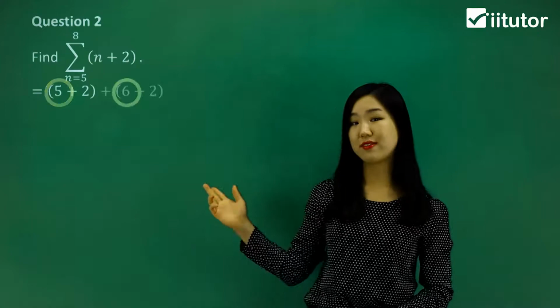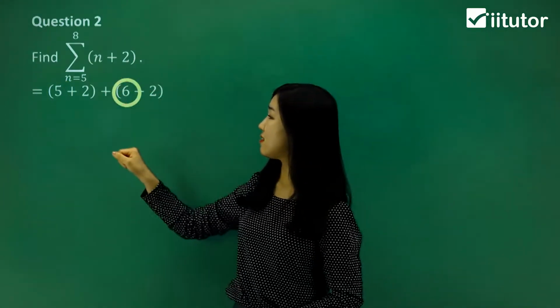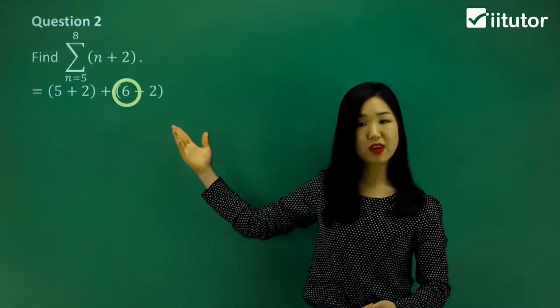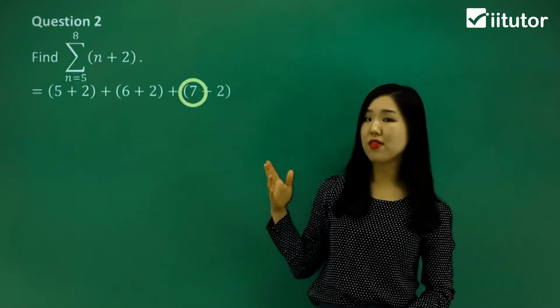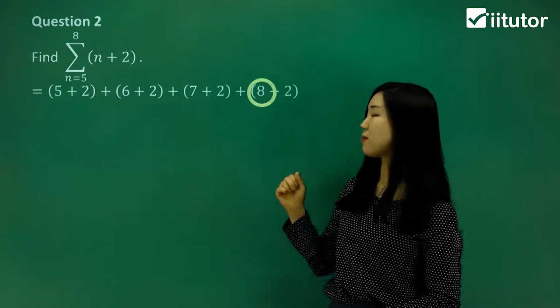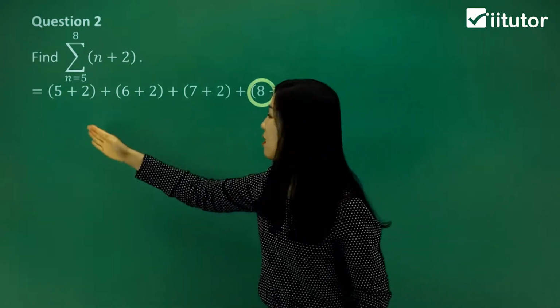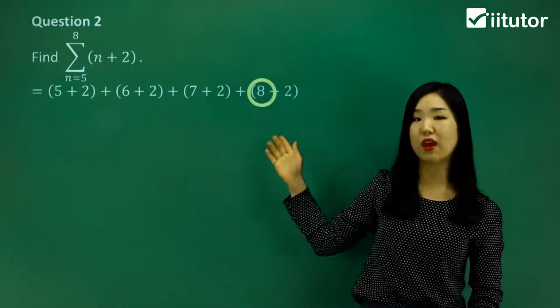to sub in the next one, which is 6. So I replace the n with 6 this time, so 6 plus 2. Keep going. The next number up is 7, so I'll do 7 plus 2 this time. And then the next number up is 8, so I'll do 8 plus 2. So you can see that we're doing 5 plus 2, 6 plus 2, 7 plus 2, 8 plus 2.